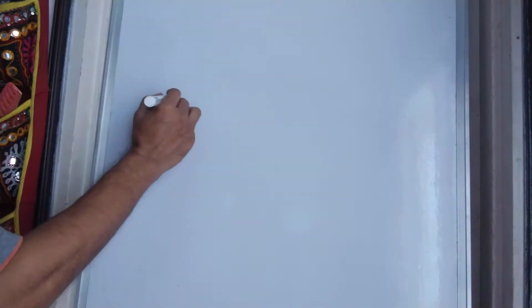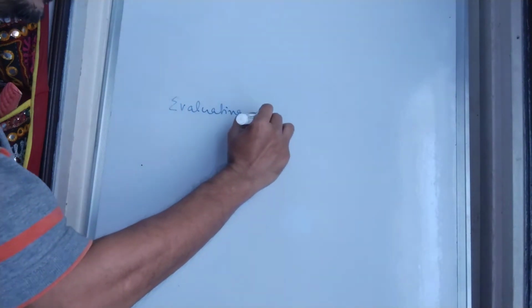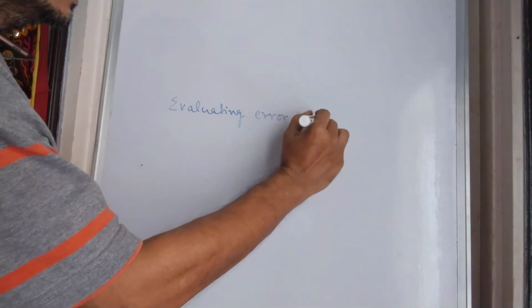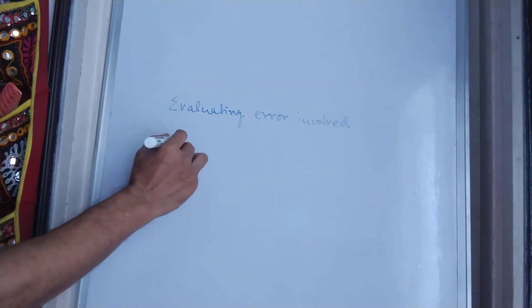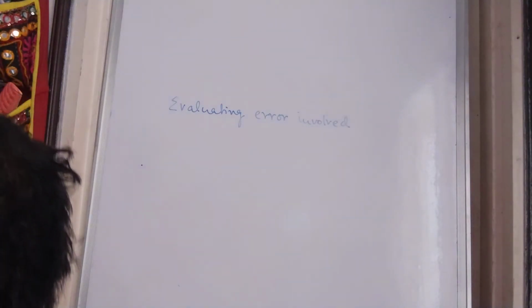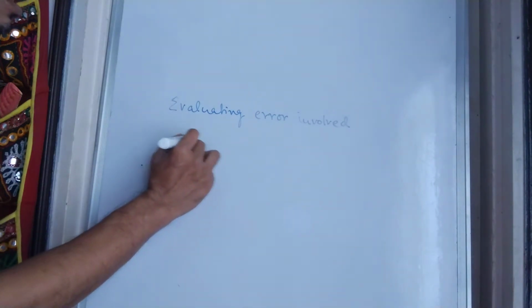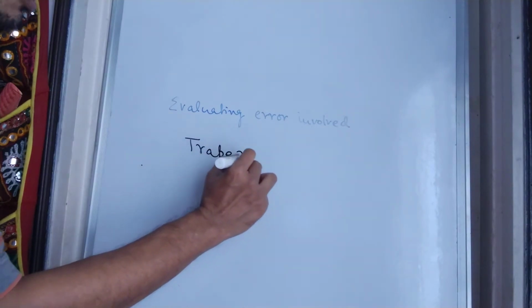Hello, let us introduce in this video the technique of evaluating the error involved in calculating the numerical integration with the three formulas: trapezoidal, Simpson, and others. We will focus on the trapezoidal rule.